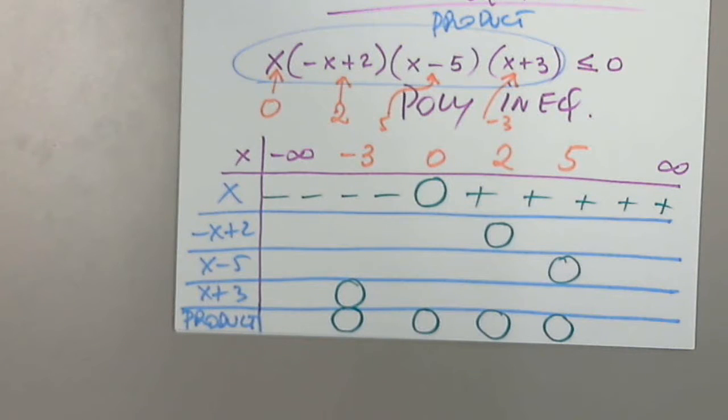Next one. Is it number 1 or is it number 2? It's number 2 because it has a negative leading coefficient. So what is the end behavior for number 2? Negative infinity.